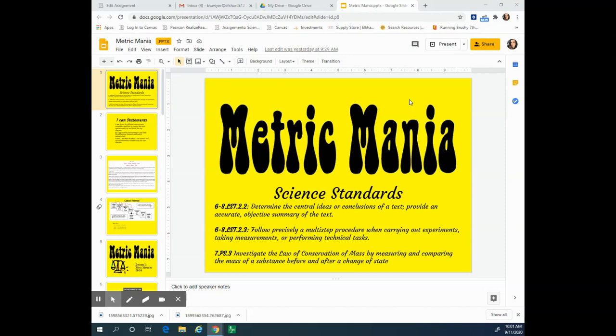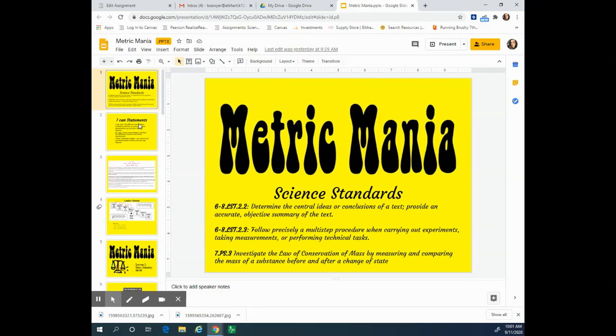Science standards: determine the central ideas or conclusions of a text. Provide an accurate, objective summary of the text. Follow precisely a multi-step procedure when carrying out experiments, taking measurements, or performing technical tasks. And the meat of our unit here is investigate the law of conservation of mass by measuring and comparing the mass of a substance before and after the change of a state.